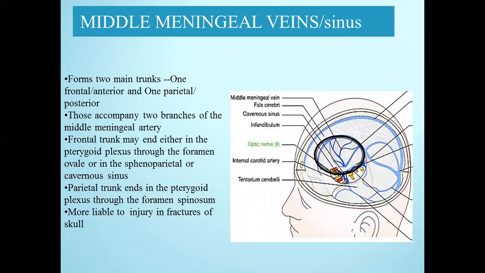The frontal trunk ends into the pterygoid plexus through foramen ovale, or into the sphenoparietal or cavernous sinus. So it has different draining channels. The posterior trunk ends into the pterygoid plexus through foramen spinosum. It is more liable to injury in fractures of the skull. As I said, these give impressions on the cranial cap and they are quite superficial, so whenever there is injury or fracture of the skull, they are more likely to be injured.